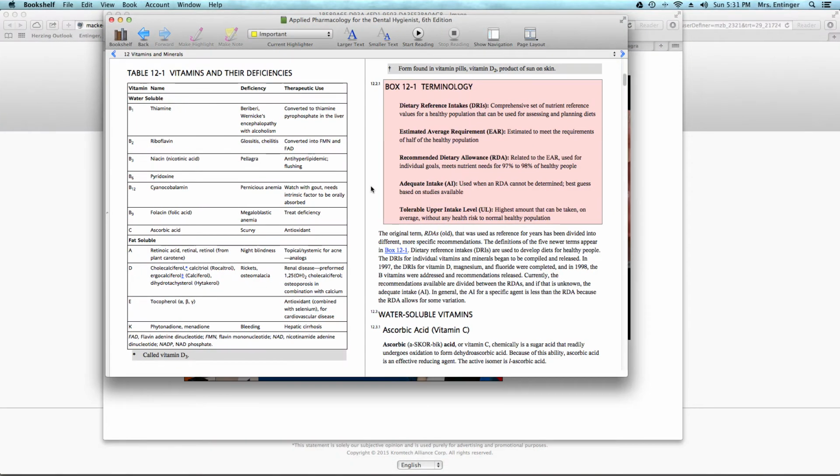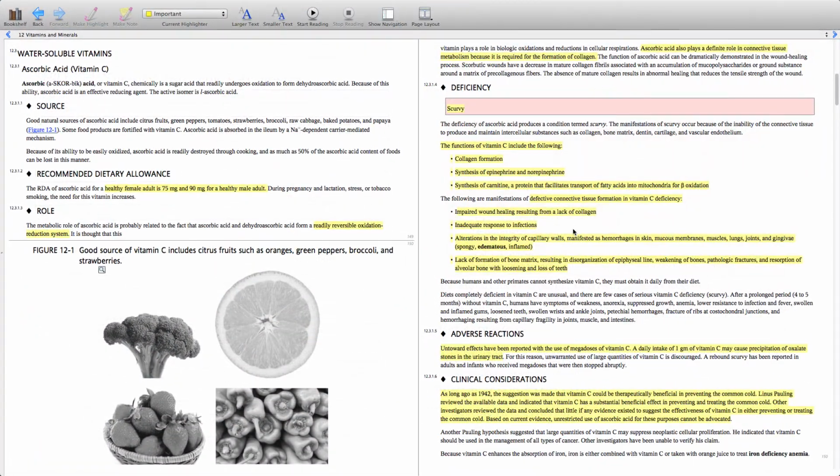Let's go back here. I apologize for that scurvy mix-up there. Apparently I've looked at too many pictures today.